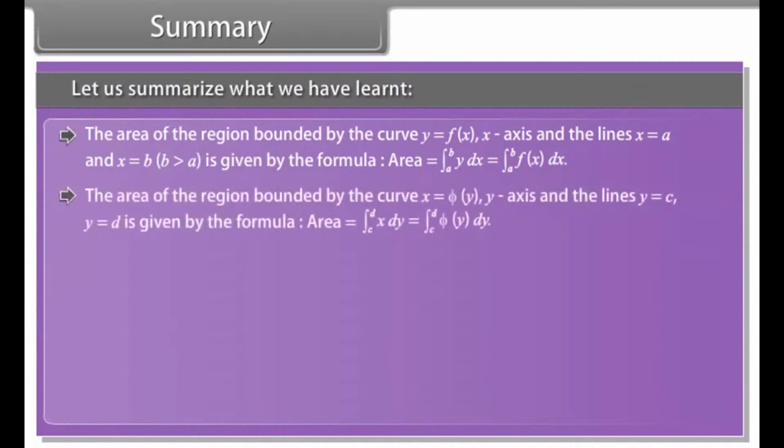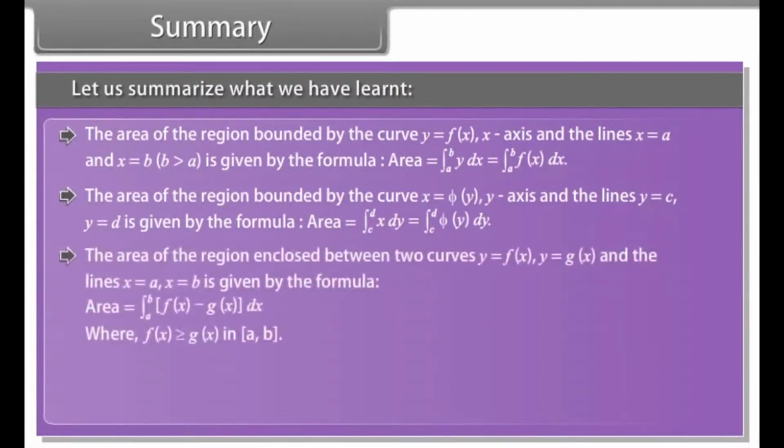The area of the region bound by the curve x is equal to phi of y, y-axis, and the lines y equals c and y equals d, is given by the formula area equal to integral from c to d of x with respect to y equals integral from c to d of phi of y with respect to y.